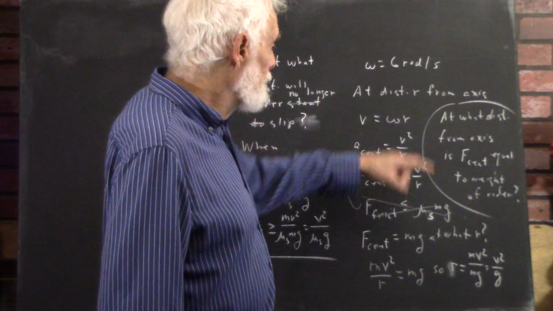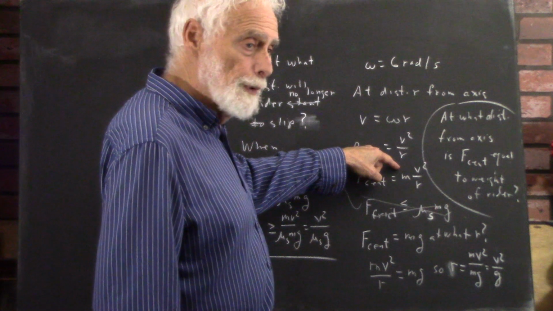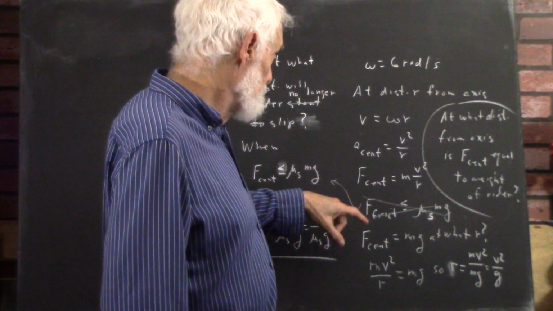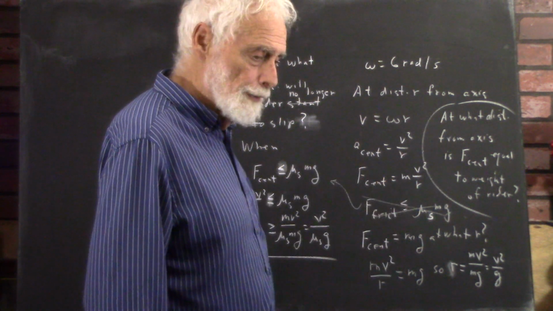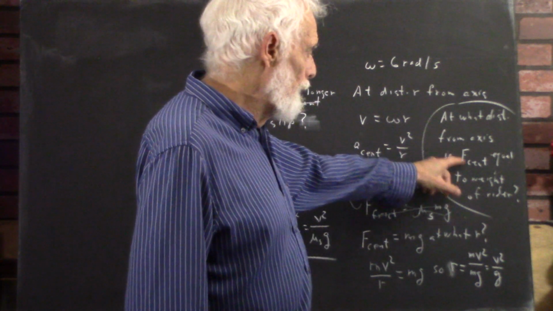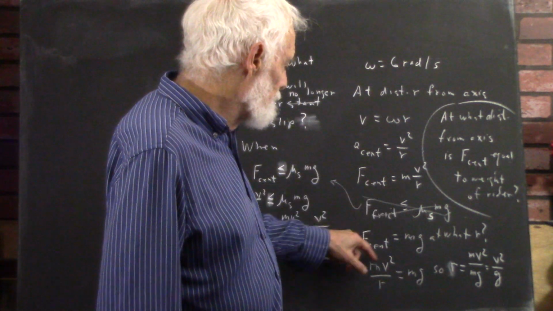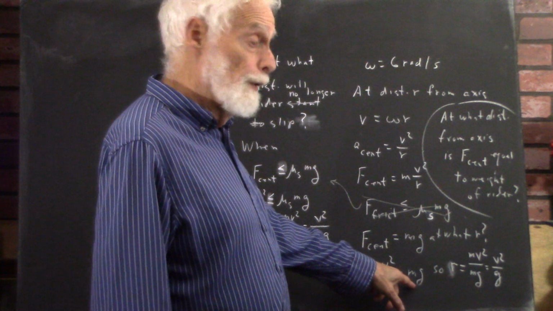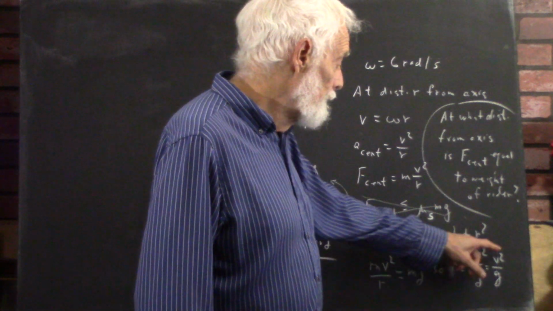Well, at distance r from the axis, your speed is omega r, centripetal acceleration is v squared over r, and you should understand both of these completely. So your centripetal force is the mass times your centripetal acceleration, mv squared over r. Well, we want to know where that is equal to the weight of the rider. So we set this expression, mv squared over r, equal to mg, centripetal force equal to the weight of the rider. Mass divides out. We solve for r. We see that r is v squared over g.